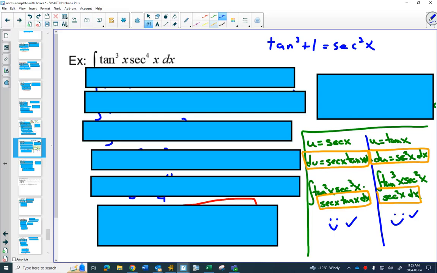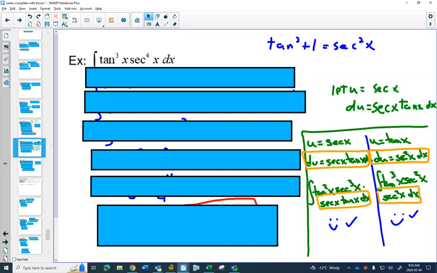It doesn't often work that way, that both of them work out. Usually something goes wrong with one of them, and it doesn't quite work. But in this situation, here, you would have to change everything to secant squared. Here, you'd have to change everything to tan. Both are possible. So let's choose one of them. I'm going to go with the first one.